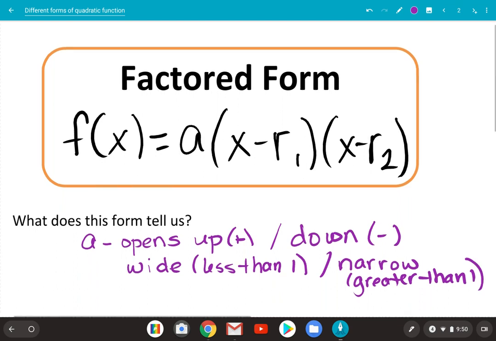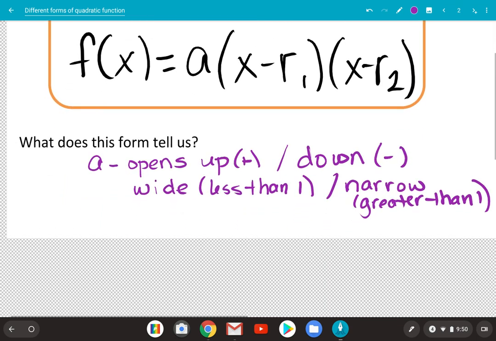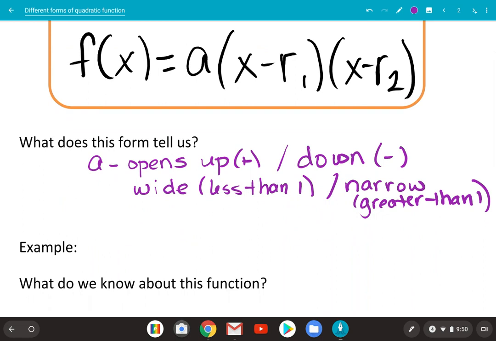Now, the other ones that will tell us is the roots, the r. These are going to be the roots. Remember, roots is also known as x-intercepts, solutions, zeros, many different names for it. Another way you could do it is x minus r1 equals 0, x minus r2 equals 0. Solve it, and that will tell you where it crosses the x-axis.